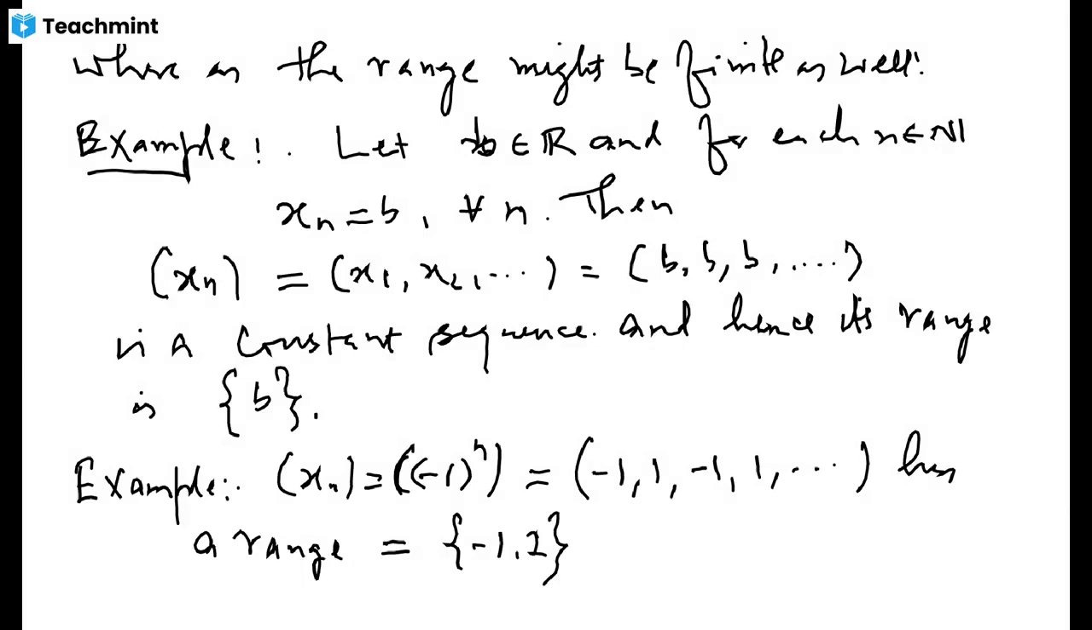Sequence always has infinitely many terms, but the terms may not be distinct. If we compare them, they might be equal. But in case of range, you have all the possibilities. But range cannot be empty. One thing is sure, range cannot be empty. Now let us look at another sequence.